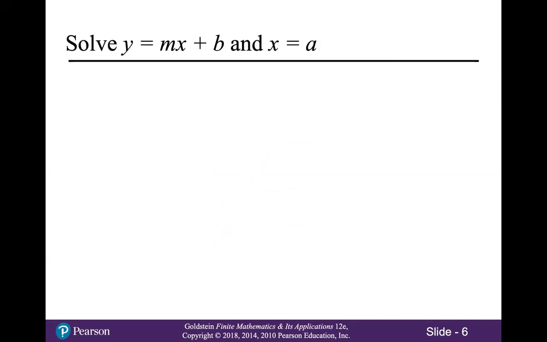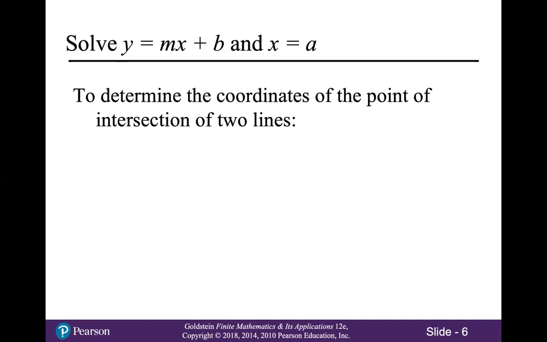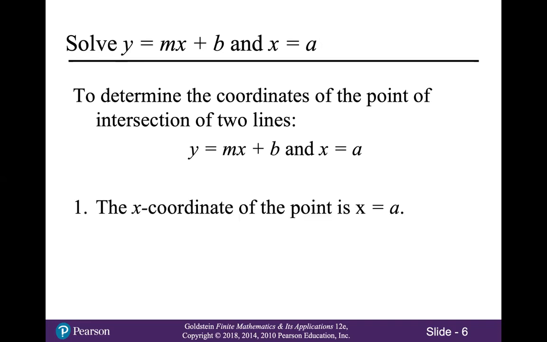All right, so now we'll talk about solving systems of the form y equals mx plus b and x equals a. That's actually easier than what we just did. To determine the coordinates of the point of intersection of these two lines, first of all, we have the x coordinate. The x coordinate has to be x equals a, and that's because the point of intersection, the x and the y, have to solve both equations. So remember, a is going to be a specific number, say 2. So if one of the lines is x equals 2, then the point of intersection of that line with any other line has to have an x coordinate of 2.